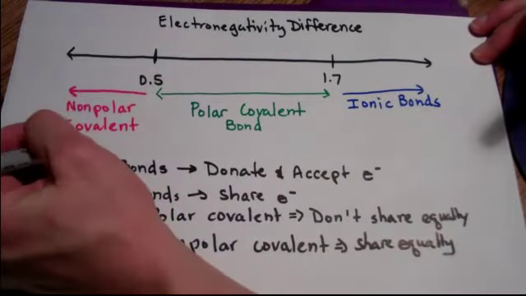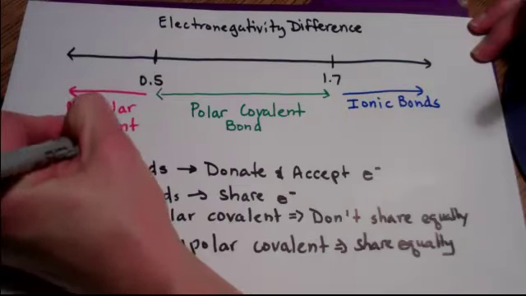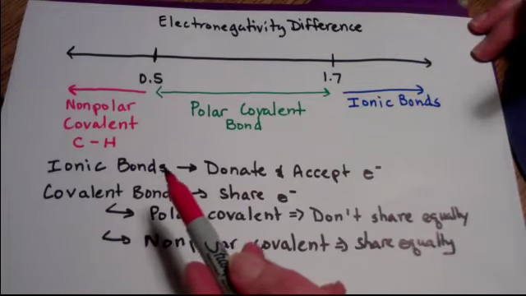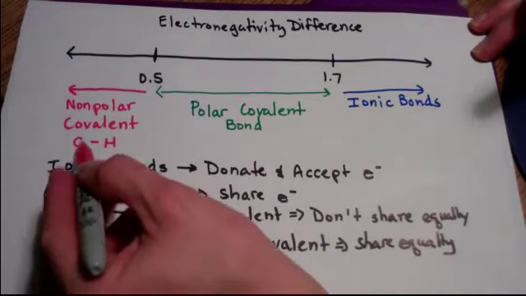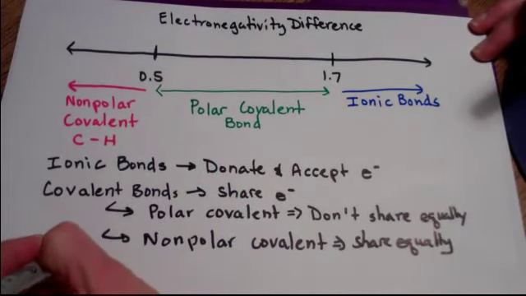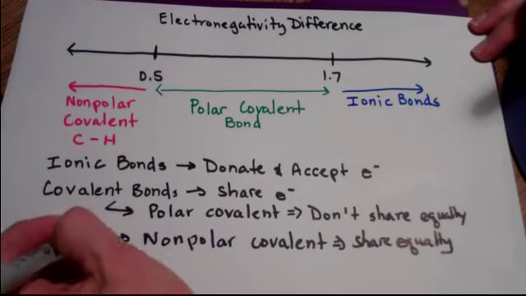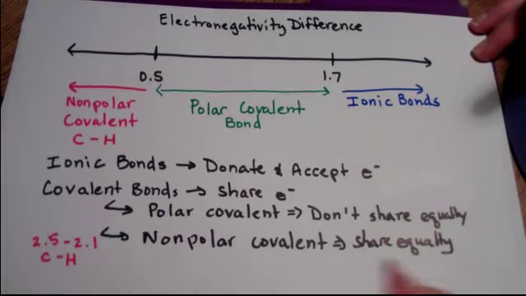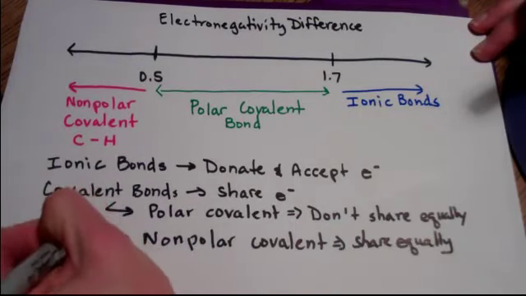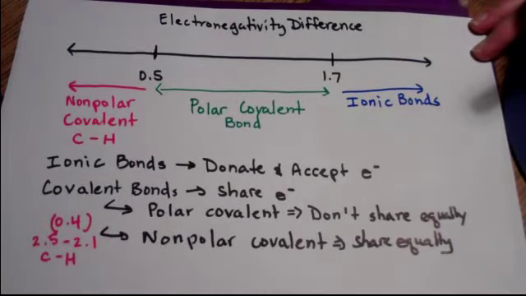So a good example of a nonpolar covalent bond would be a carbon bonded with hydrogen. So when carbon and hydrogen are bonded, the electronegativity is going to be, so let's write that down here, carbon and hydrogen is 2.5 for carbon and 2.1 for hydrogen. If we take the difference, we'll see that our difference is 0.4. And so that falls in our nonpolar covalent range.